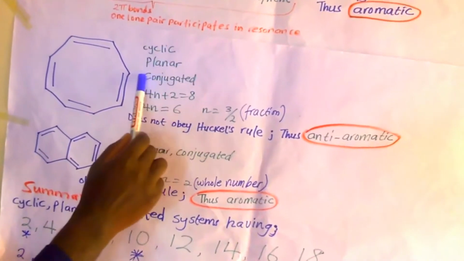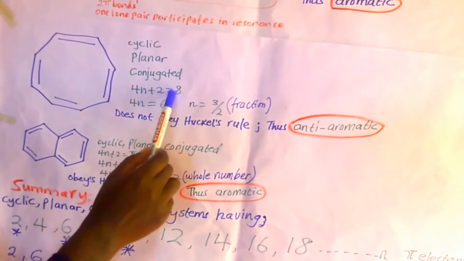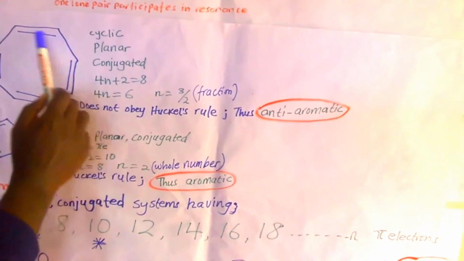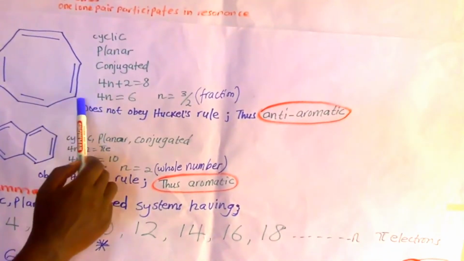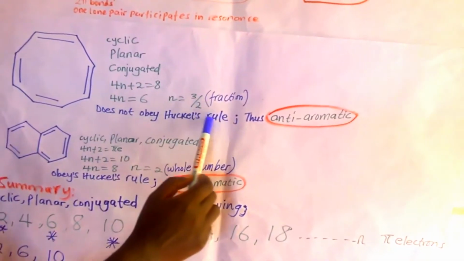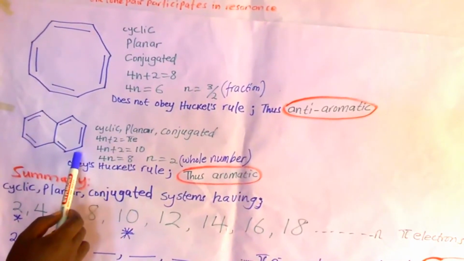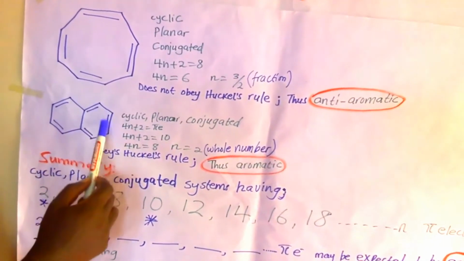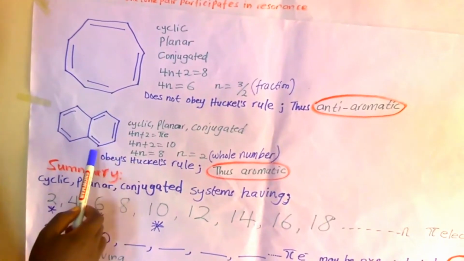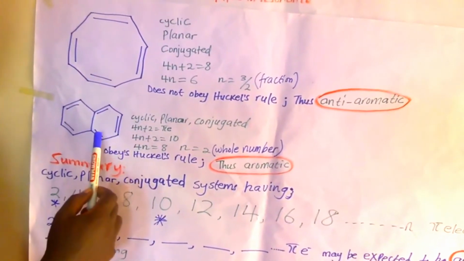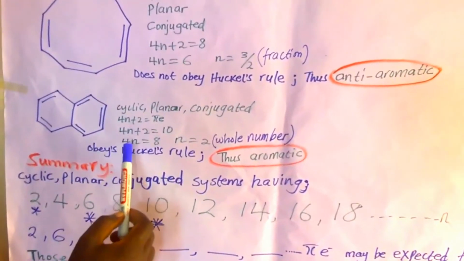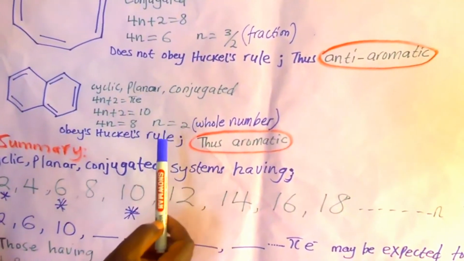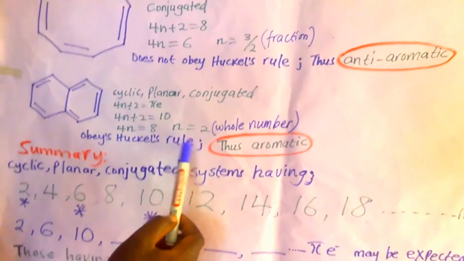Then our next example is this one here. It is cyclic, planar, conjugated. Then 4n plus 2 is equal to 8 electrons because it has 4 pi bonds. So n is a fraction. So much as this compound appears to be aromatic, it's not. It's anti-aromatic because it doesn't obey Huckel's rule. Then the next compound should be this. Looking at this with 5 pairs of delocalized electrons, the 5 pairs give us 10 electrons. So 4n plus 2 is equal to 10. Our n is equal to 2. So n is a whole number. So that compound is going to be considered to be aromatic.